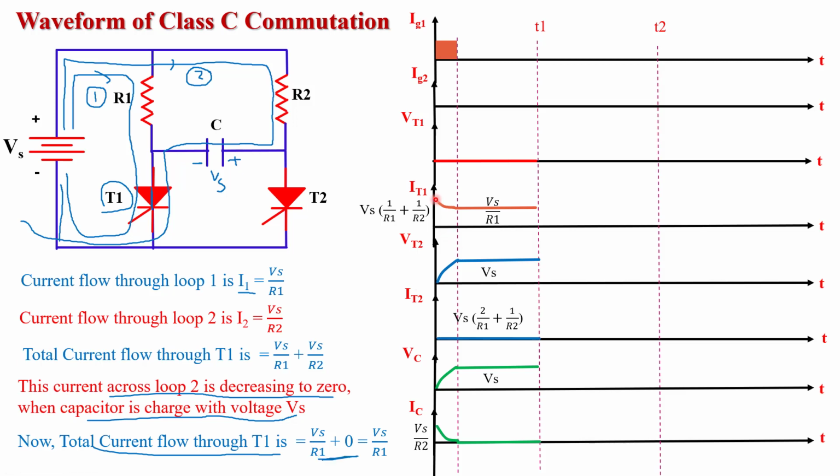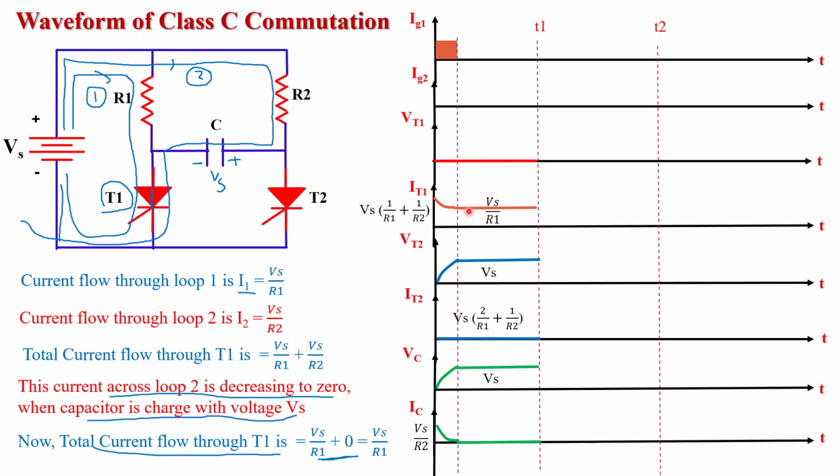So here we see in the waveform, initially how much current flows through the T1 thyristor? This much: Vs times 1 upon R1 plus 1 upon R2. When the capacitor slowly charges with Vs supply voltage, the current through T1 keeps decreasing because the loop 2 current is decreasing. And when the capacitor is fully charged with Vs voltage, at this time instant, the loop 2 current has decreased to 0. At this time, the total current flowing through the T1 thyristor is Vs by R1. So here this magnitude is Vs by R1.